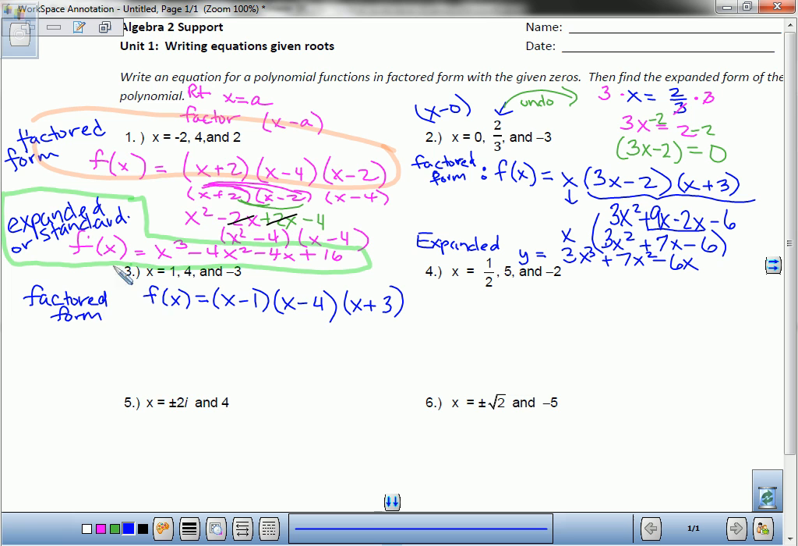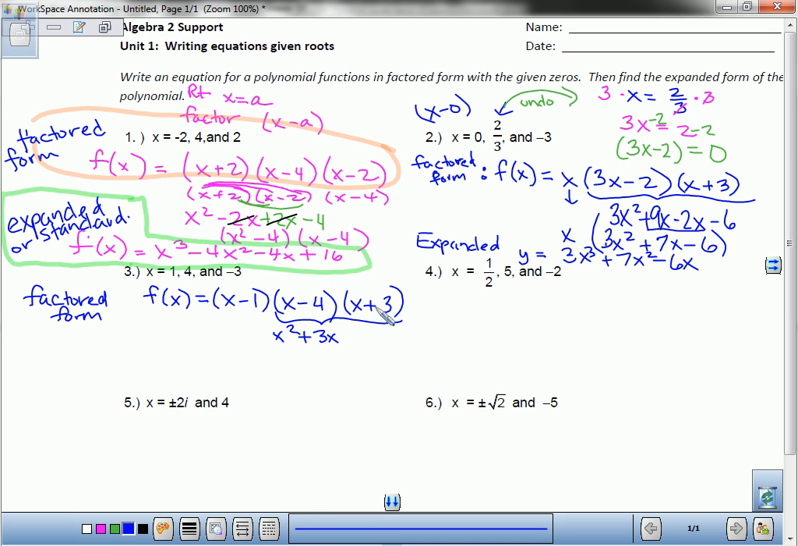Alright, so in number 3, we got the factored form, and now we have to expand. And I'll tell you what I always do. If there's no opposites, I always multiply the two that have the bigger numbers first, because then it's easier to distribute smaller numbers. Okay, so it doesn't matter. You could multiply these two and then distribute this, and still get the same right answer. Okay, but I would multiply these two and get x squared plus 3x.